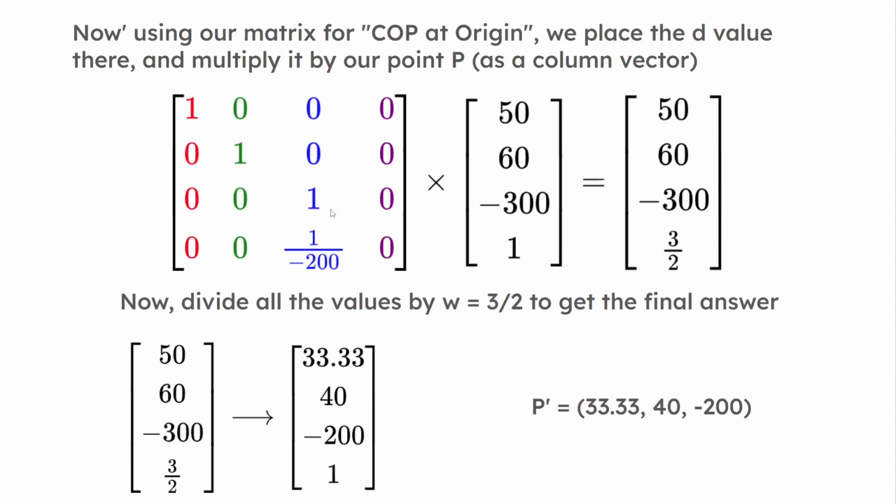If we multiply this projection matrix and our column vector as our point, we'll get this column vector here, which is a 4 by 1 column vector, and our matrix gives us the 50, 60, minus 300, and 3 by 2. And notice here, this W term is 3 by 2, or 1.5. This column vector is not our final answer. Our final answer should have 1 in this case.